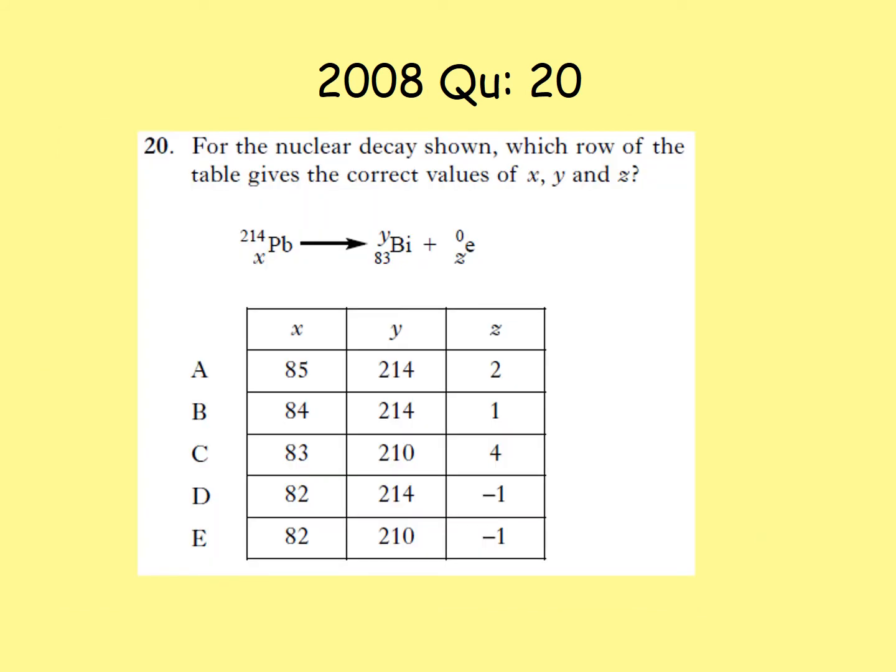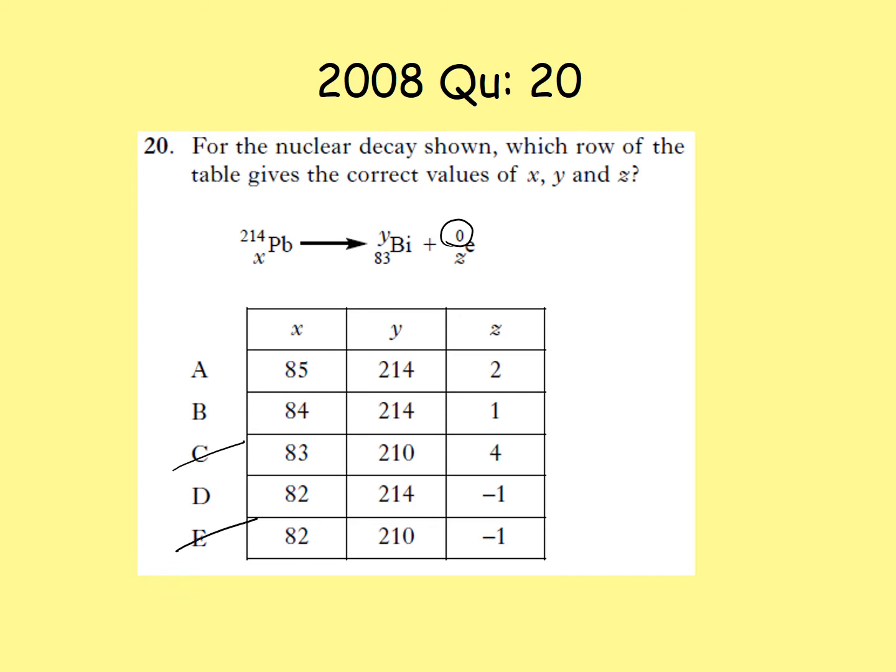2008, question 20. So the nuclear decay is shown. Which row in the table gives the correct values of X, Y, and Z? Well, first of all, we see when we've got this nuclear decay that the mass number is not going to change because the mass number of an electron, this is beta decay, is 0 here. Therefore, the value of Y must be the same as the value for the left-hand side, which is 214. So straight away, we can get rid of C and we can get rid of E.